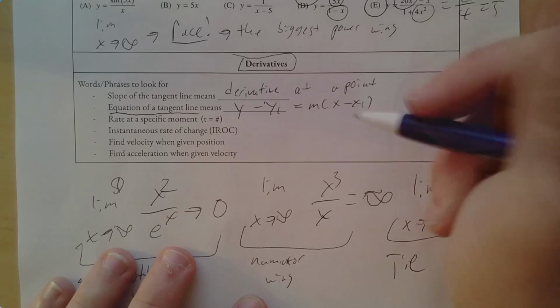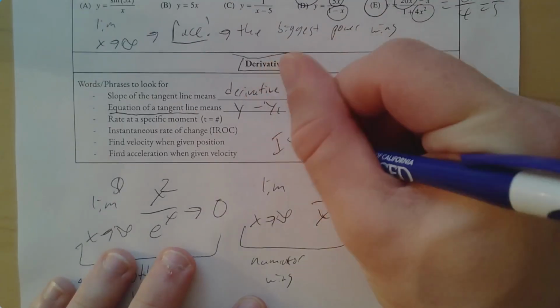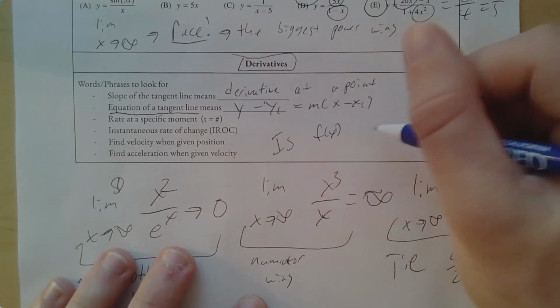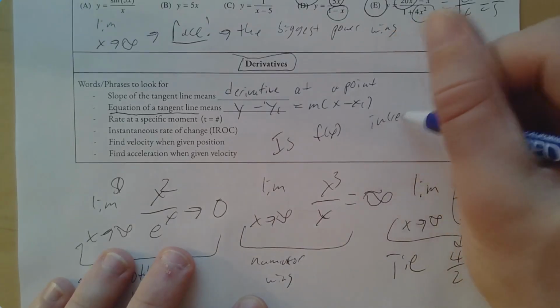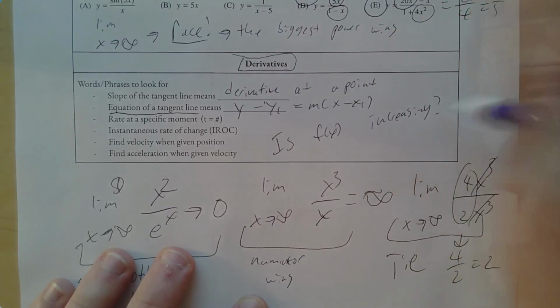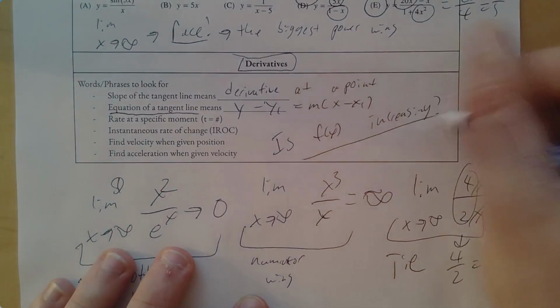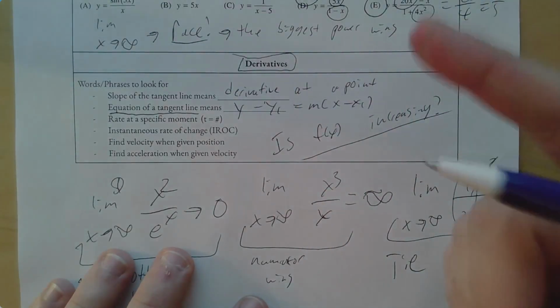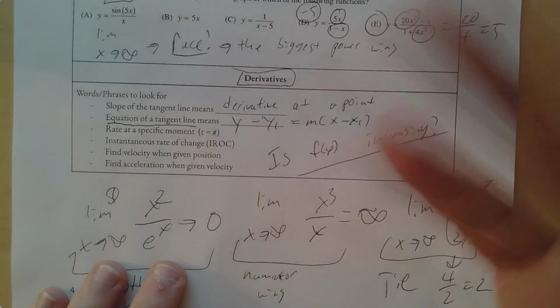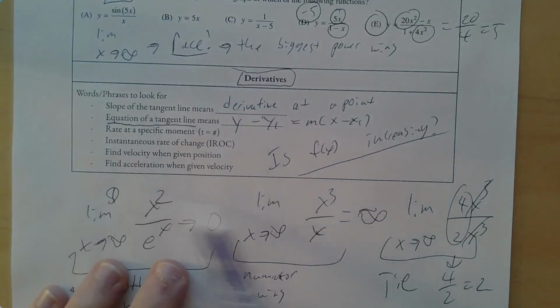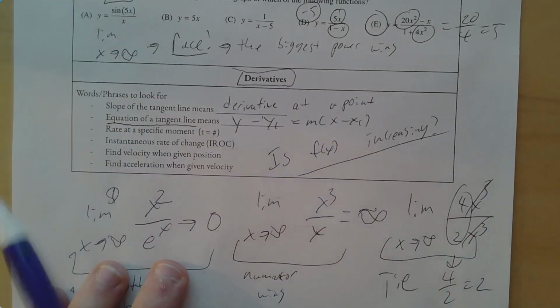Another one I would mention is f of x increasing, or is something increasing? That means take the derivative and see if it's positive or negative. Okay, we'll do some problems later, but these are things to know. When you see words like rate at a point or slope at a point, you're thinking derivative. Got it? Okay, it's 2 pages down. You're on the next one here.